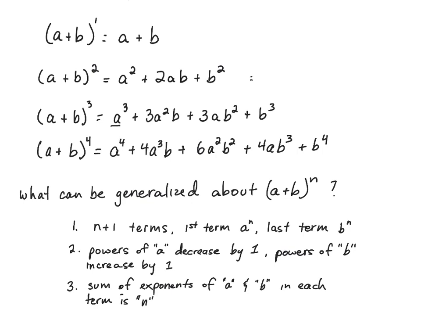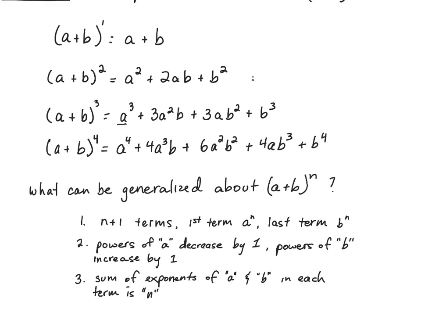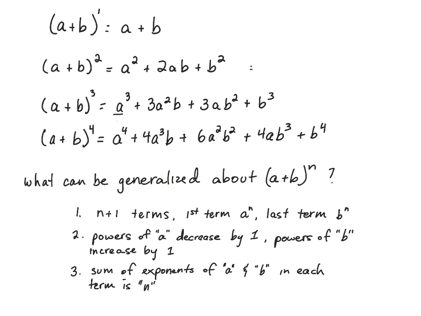So for any given term, the sum of the powers is equal to n, the power originally that the binomial is being raised to. And these generalizations are helpful to make a shortcut for expanding binomials.